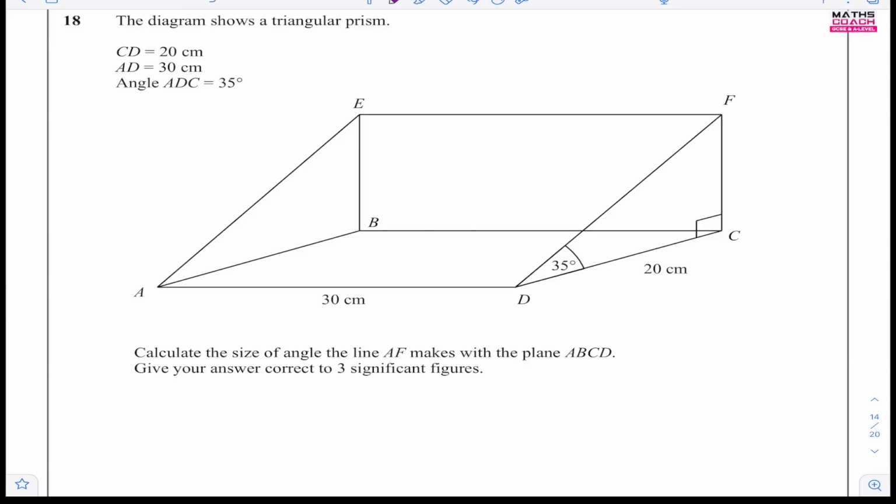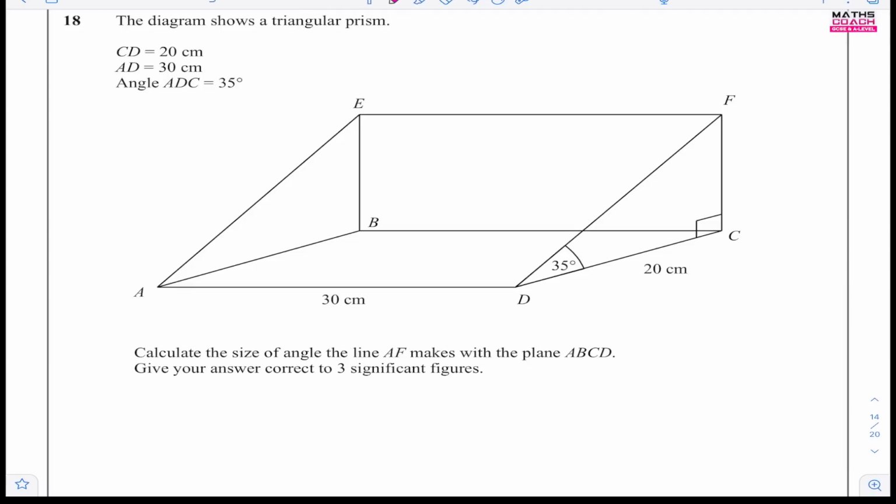We've been given that the length CD is 20, AD is 30, and the angle ADC is equal to 35. Calculate the size of the angle the line AF makes with the plane ABCD. Give your answer to three SF.